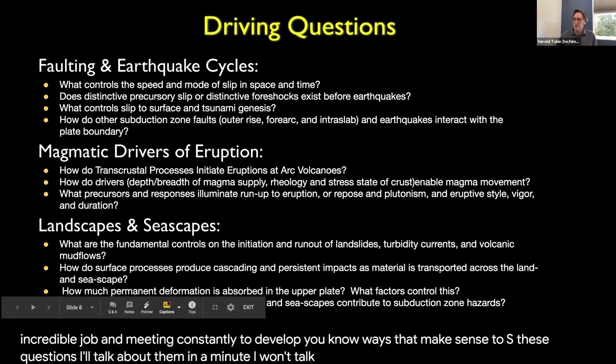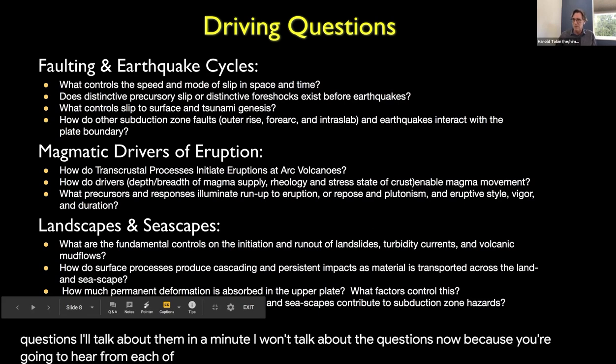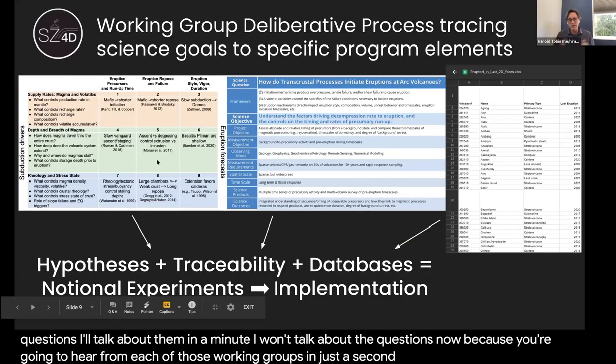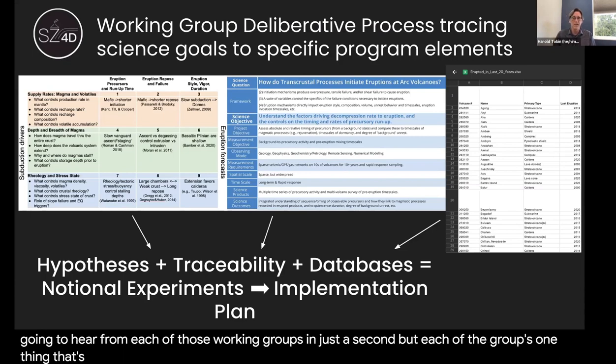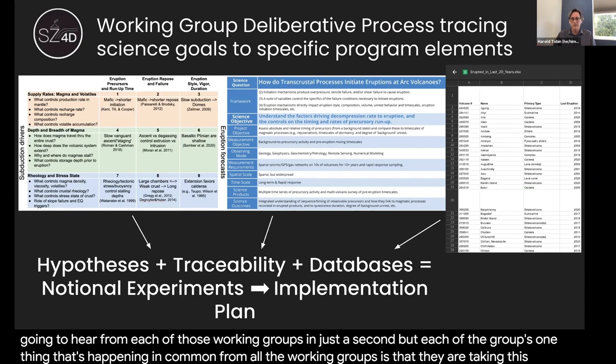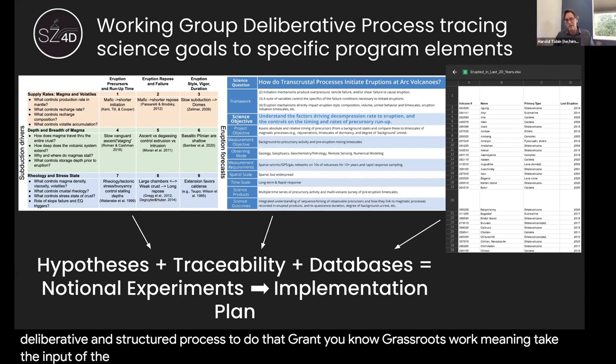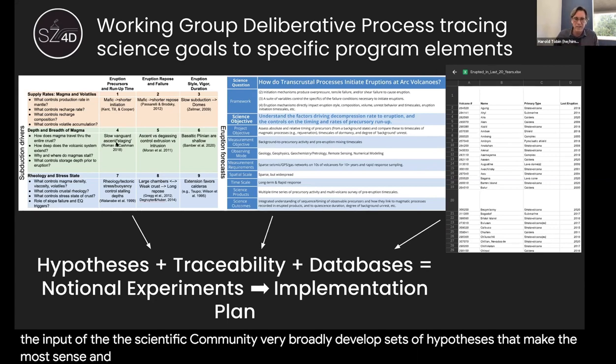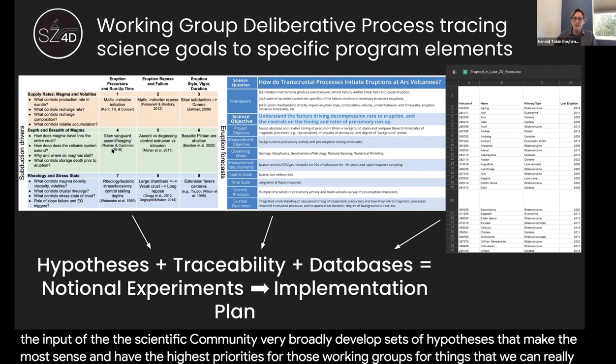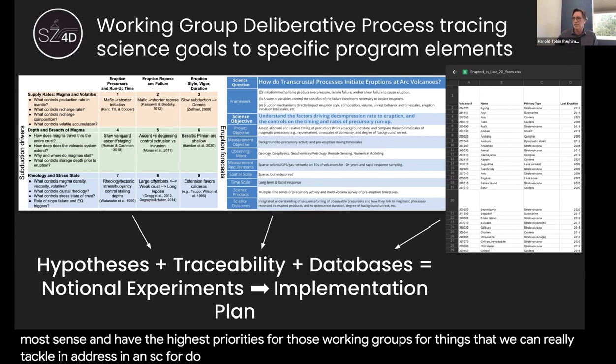I won't talk about the questions now because you're going to hear from each of those working groups in just a second. But one thing that's happening in common from all the working groups is that they are taking this deliberative and structured process to do that grassroots work, meaning take the input of the scientific community very broadly, and develop sets of hypotheses that make the most sense and have the highest priorities for those working groups, for things that we can really tackle and address in an SZ4D program.